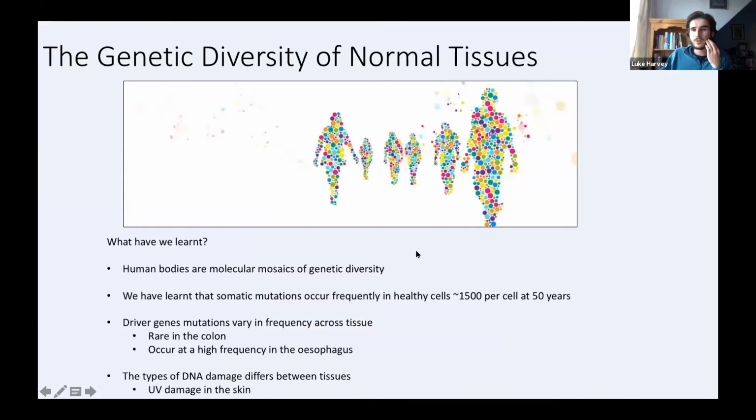So hopefully what we've learned today is that human bodies are these molecular mosaics. There's an enormous amount of diversity within cells and within our body. Mutations occur frequently in healthy cells. On average, across all tissues, there's roughly 1,500 mutations per cell at 50 years. Driver genes vary between tissues. They're very rare in the colon and they occur at high frequency. I've written esophagus here. I meant to write skin. And types of DNA damage can vary massively between tissues. For example, with UV damage in the skin.